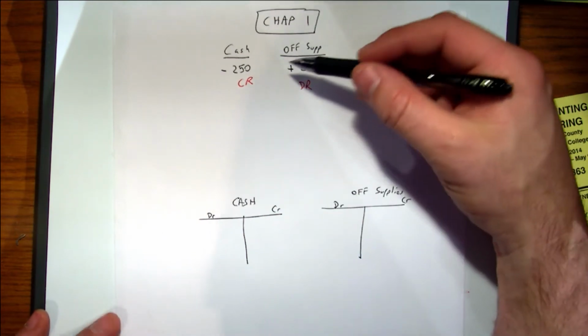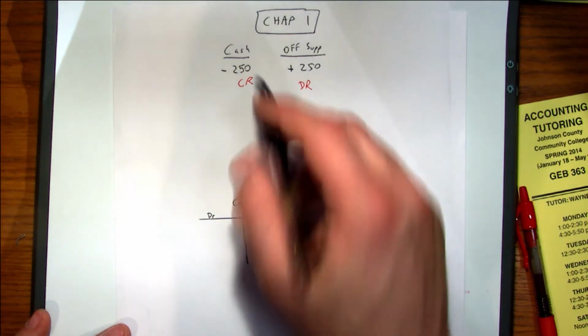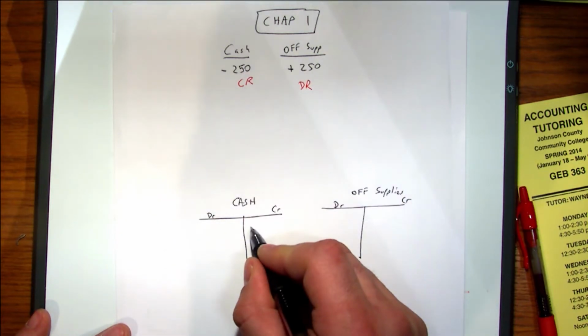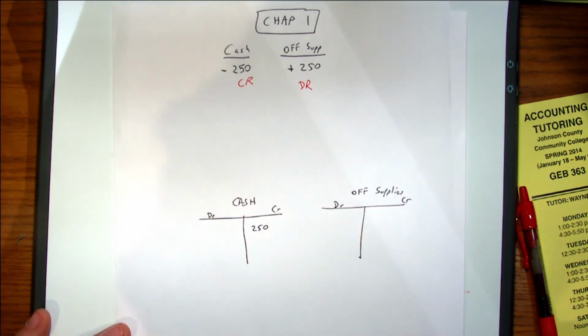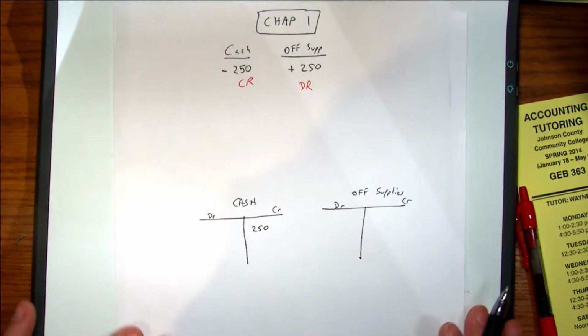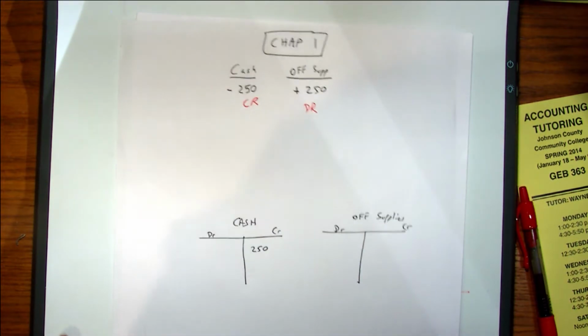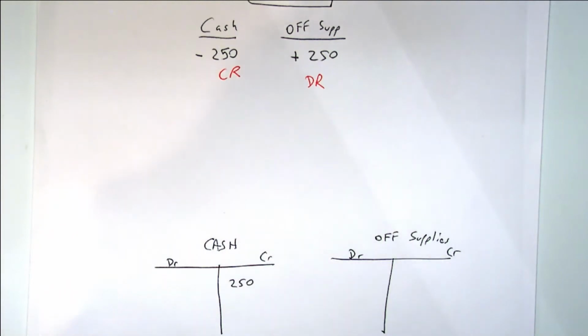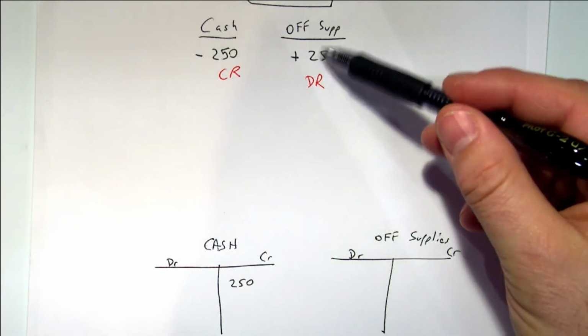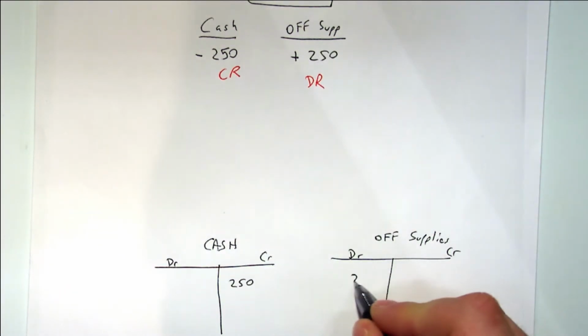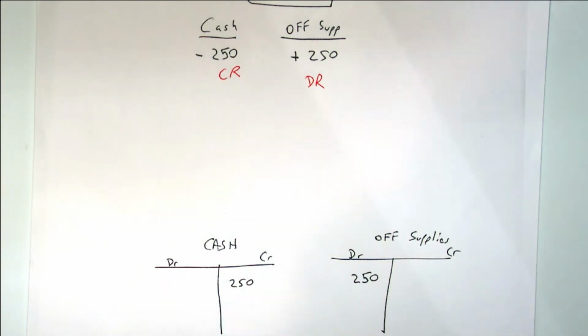We talked about how you would show that by putting 250 here for cash, right? And when I wrote that there, that is called crediting cash for 250. And you would put a 250 on the debit side of office supplies. That's called debiting office supplies for 250. Am I right? Okay. And remember, there are never any pluses or minus signs in these T accounts. Never, ever. Do you remember that?